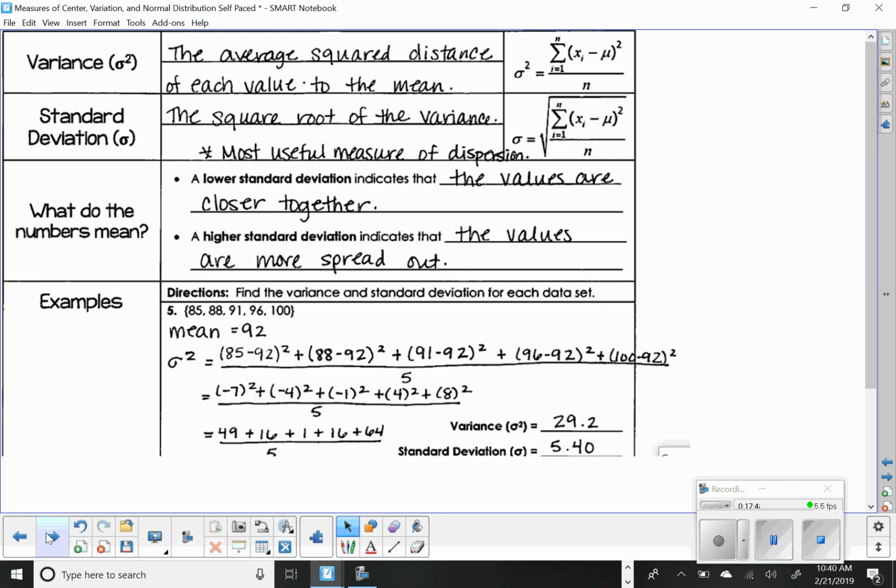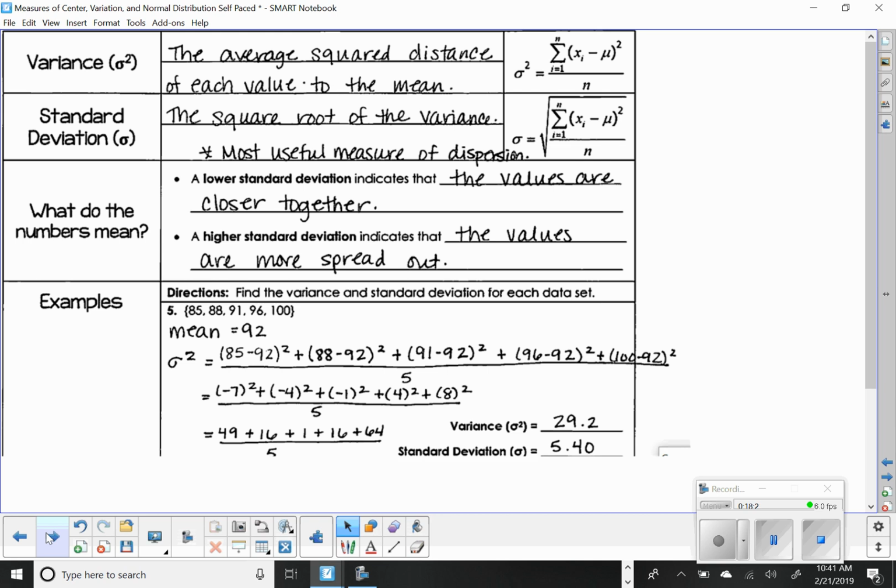This is the average squared distance of each value to the mean, and standard deviation, the square root of the variance. The standard deviation is the most useful measure of dispersion, of variability in your data. You do not have to worry about those lovely formulas. You will see them on the SOL. I think you'll have them on the SOL, but you don't need to memorize them. If you need to use a formula, it would be given to you. Never mind that. Everything else is on the calculator, so don't fret.